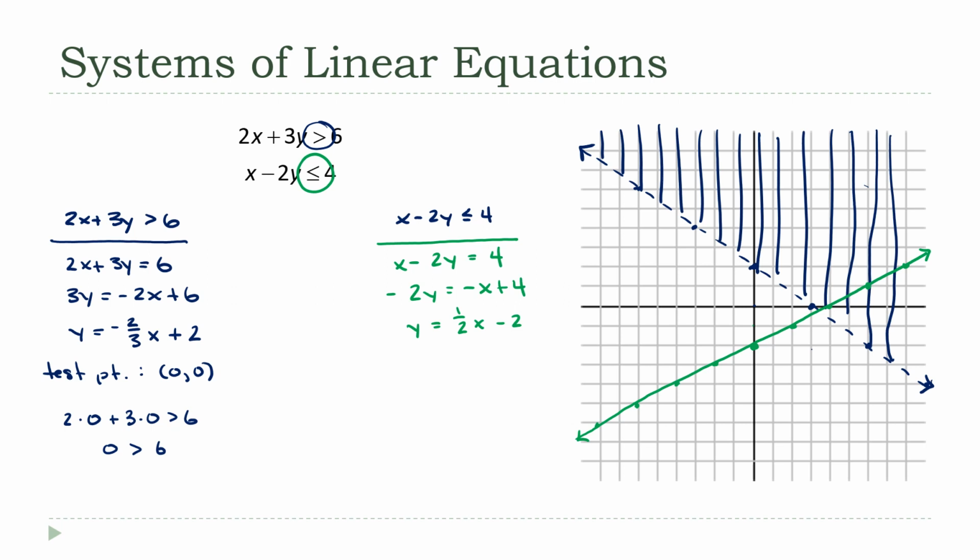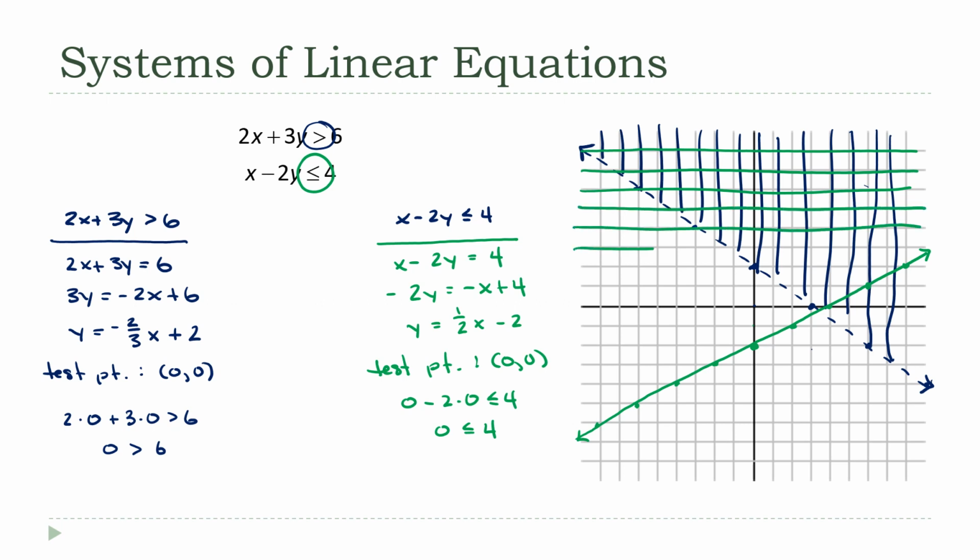There we go. And I'll use the origin again. No reason not to. So I'll let that be my test point here. If I put that into the inequality, 0 minus 2 times 0 less than or equal to 4. Left side again is 0. And that is true. 0 is less than or equal to 4. So the solution to this inequality will be everything on the origin side. So it's everything over here, above and to the left. So I'm going to shade all of this up here. You notice getting this crosshatch region in here.